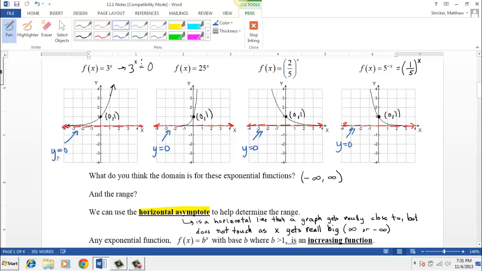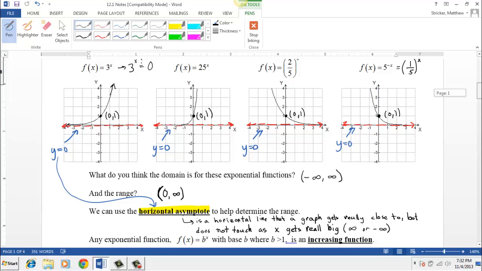This is a horizontal asymptote. In other words, my graph is getting really, really, really close to that red line, but never touching it. And so the range is all the y values bigger than 0. So 0 to infinity. But do we include 0? No. And so we're going to actually put a parenthesis there because y can never actually be equal to 0. We just get really, really close to it.